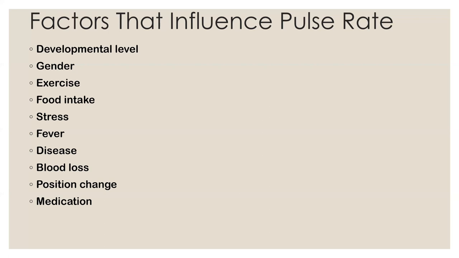And then opioids, as we know, can cause a decreased pulse rate. It can slow pretty much everything down. It can cause a decreased pulse rate and a decreased respiratory rate.